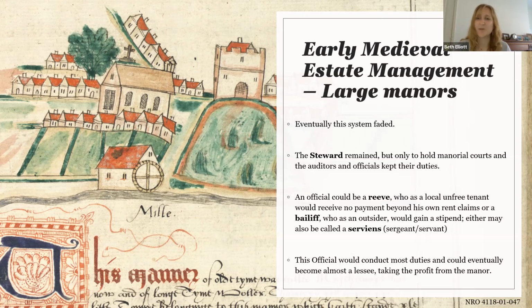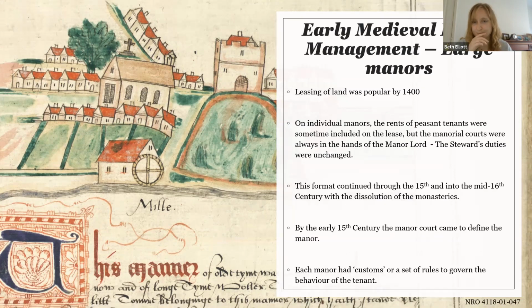So a reeve, no payment as part of their tenancy agreement. A bailiff would get a stipend. Basically, because the bailiff could get a stipend, they could almost become like a lessee. They could almost start to take some profit from the manor, depending on how they went about that management, because it depends on the stipend they have, but there is some money to be made for them out of taking on those duties.